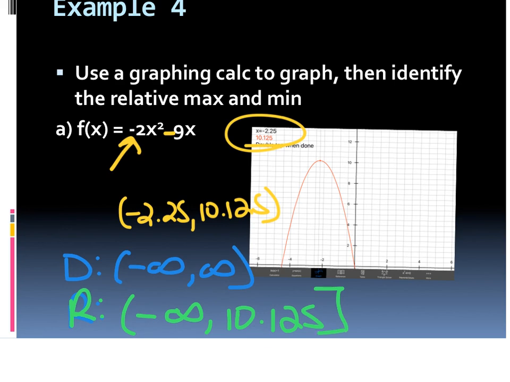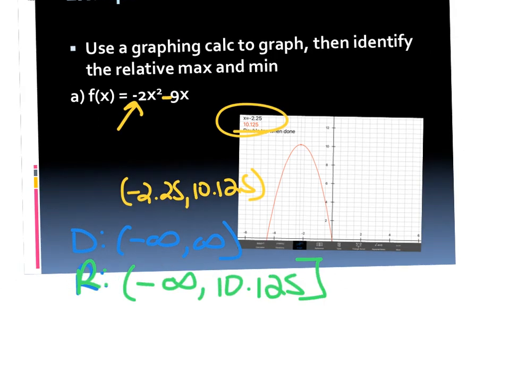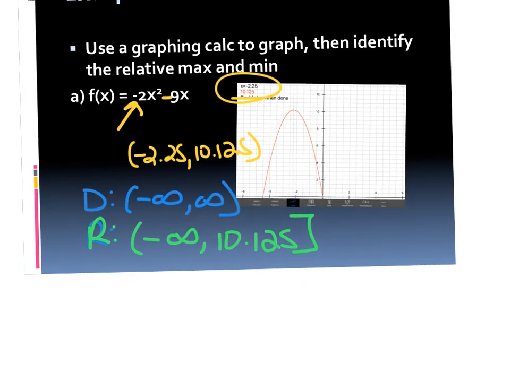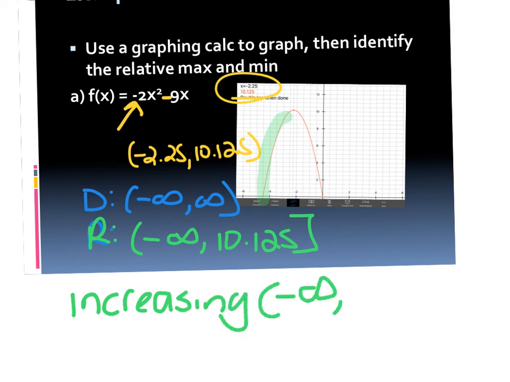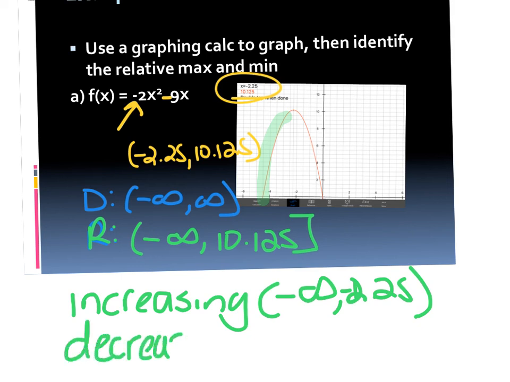How about increasing, decreasing? We're going to go from left to right, which means the first curve I want to look at is from here to here. What's happening there? Increasing. So it's increasing from negative infinity, and I'm giving it left to right, to negative 2.25, and then it gets a parenthesis. And then decreasing from negative 2.25 to positive infinity.